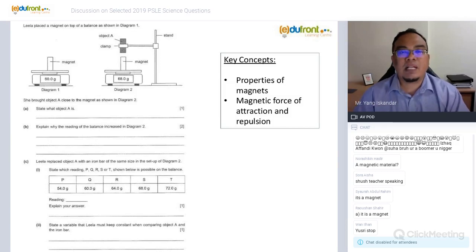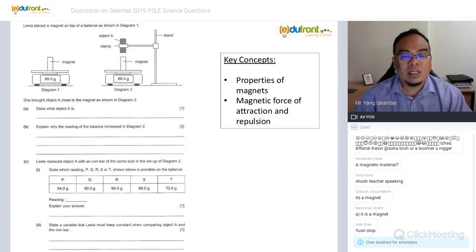Now, magnetic force of repulsion happens only when you have two magnets with like poles. Like poles means either north-north or south-south, then it will repel. That's magnetic force of repulsion. Magnetic force of attraction has two situations. Number one, when you have two magnets with unlike poles, that means north-south. And the second situation is when you have a magnet with a magnetic material. Example, iron. You have magnet and iron, there will be magnetic force of attraction.